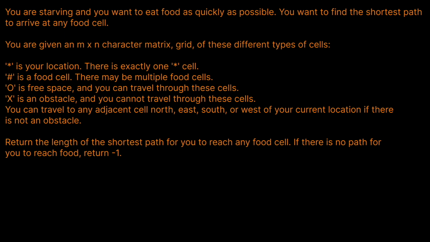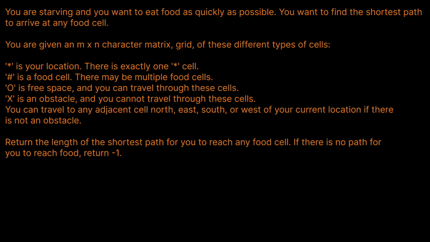You are starving and you want to eat food as quickly as possible. You want to find the shortest path to arrive at any food cell. You are given an m by n character matrix grid containing the different types of cells. Star is your location, and there's exactly one star cell. Hash is a food cell, and there may be multiple food cells. O is a free space, and you can travel through these cells. X is an obstacle, and you cannot travel through these cells.